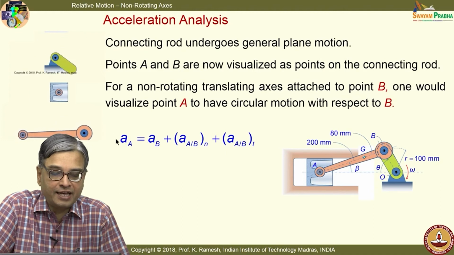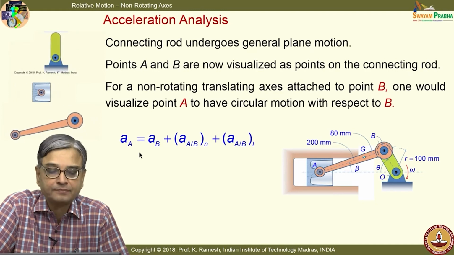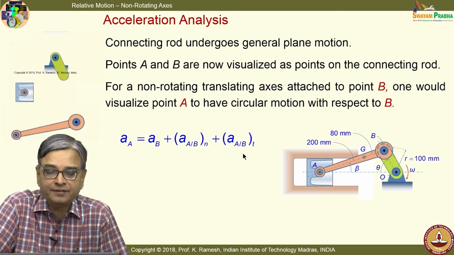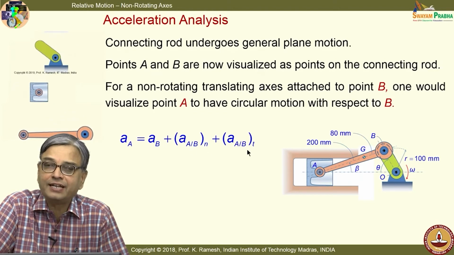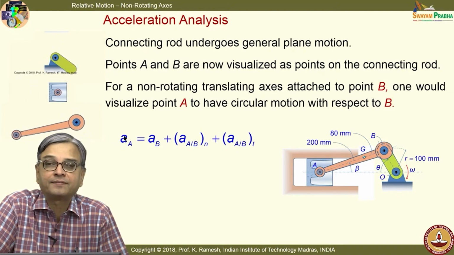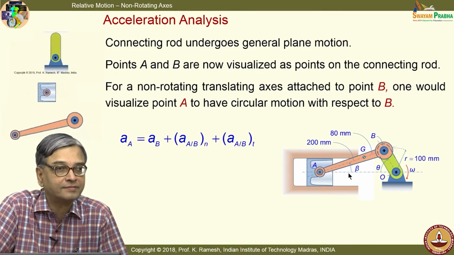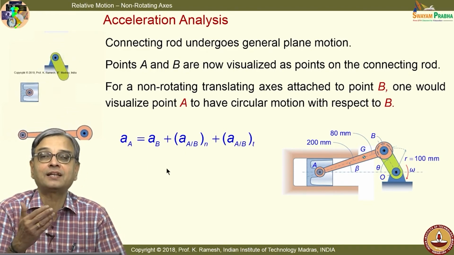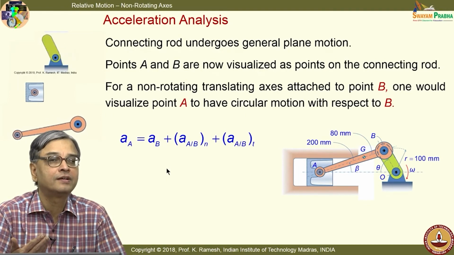So, I can write the expression for the acceleration at point A as the acceleration of B plus the tangential component of acceleration plus the normal component of acceleration. These two quantities are essentially relative acceleration quantities. About the acceleration at A, you can definitely say that it will be in the horizontal direction. Fine. And about B, you can find out everything because it is part of the crank. So, I can find out the absolute acceleration of point B.